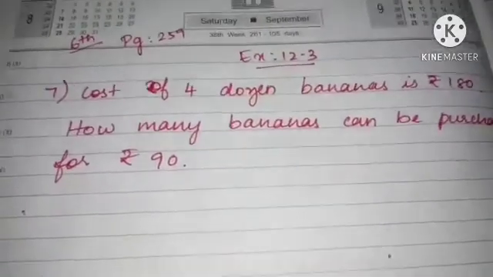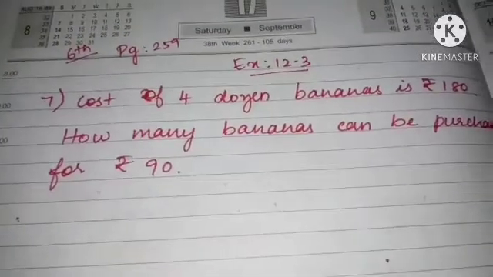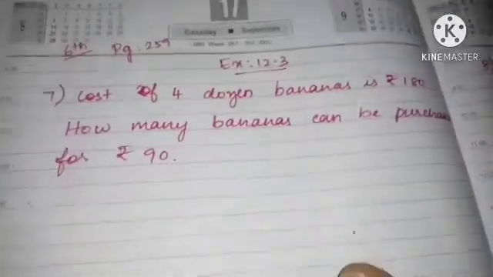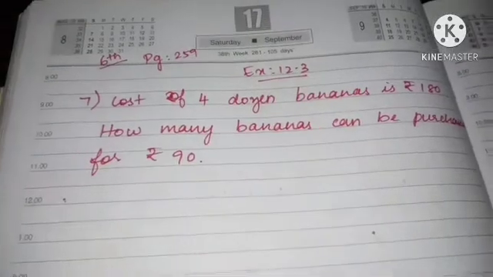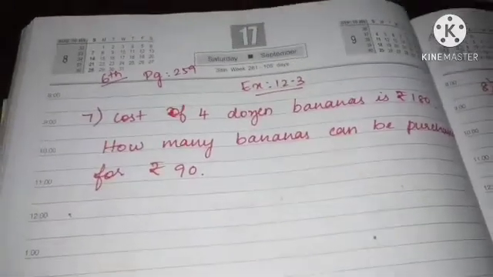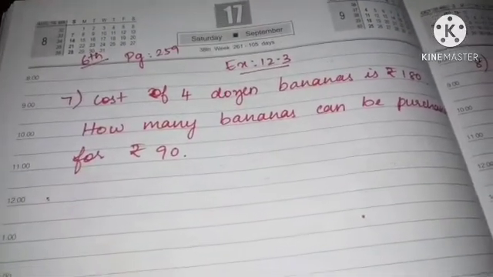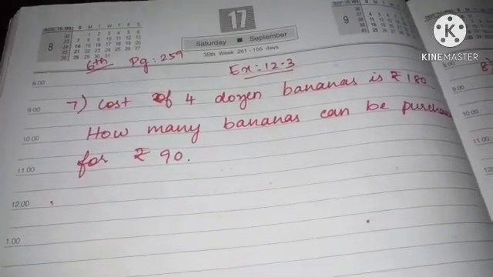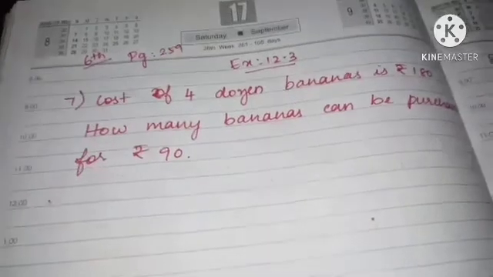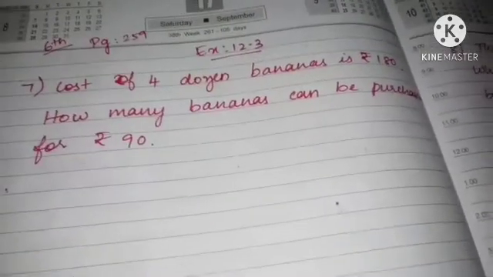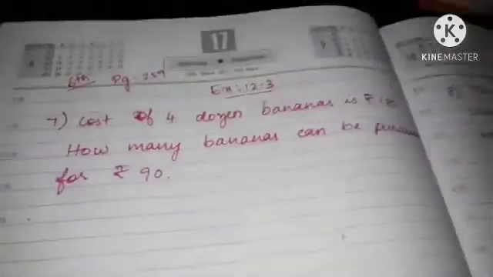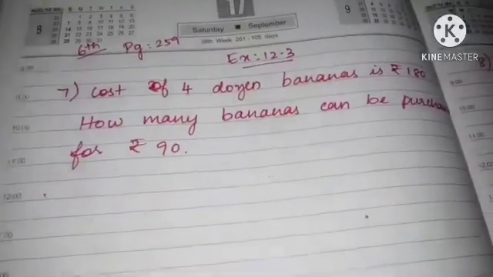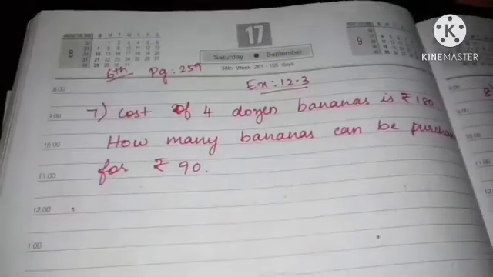Today's class, we are going to continue with exercise 12.3, children. Last class, we discussed it till the 6th problem. You know what concept we have used in this exercise, right? It is the unitary method. We have to find for the single quantity and then find for the larger quantity. That is the concept we have discussed in this unitary method.